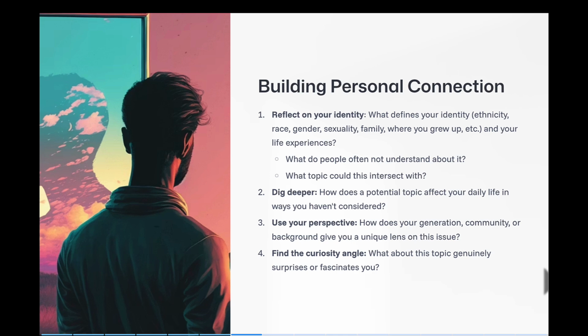How does a potential topic, so if you're starting with topics as opposed to your identity, affect your daily life in ways you haven't considered? That could be a way to bridge a connection there. Third is to use your perspective. So how does your generation, your community, your background give you a unique lens on an issue? I think that's a really useful question to ask. And then finally, curiosity, right? What about this topic genuinely surprises or fascinates you? Ideally, you're in info because you're a curious person that is interested in learning more about the world in a deep way.